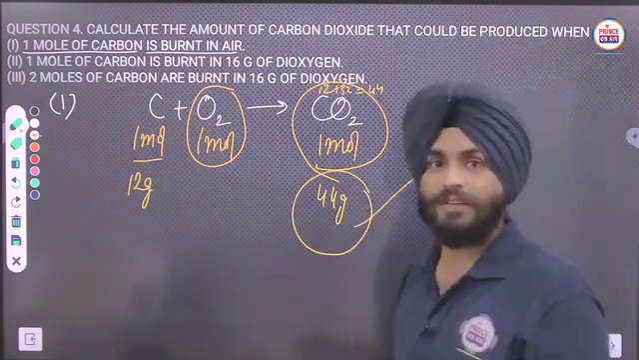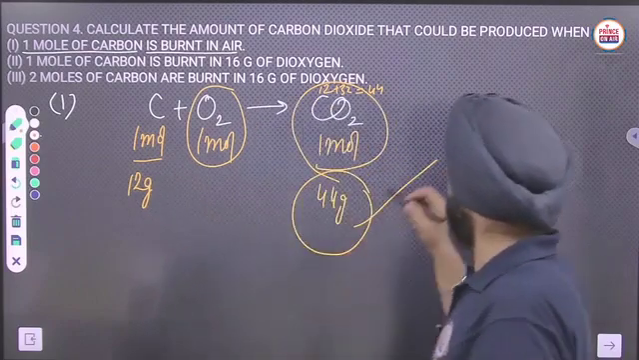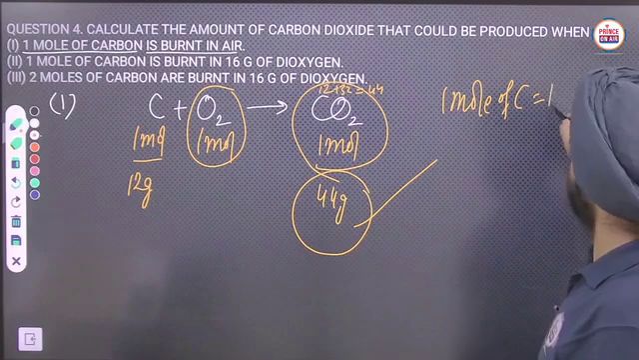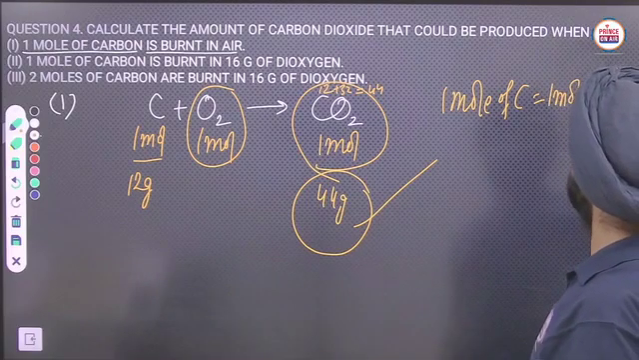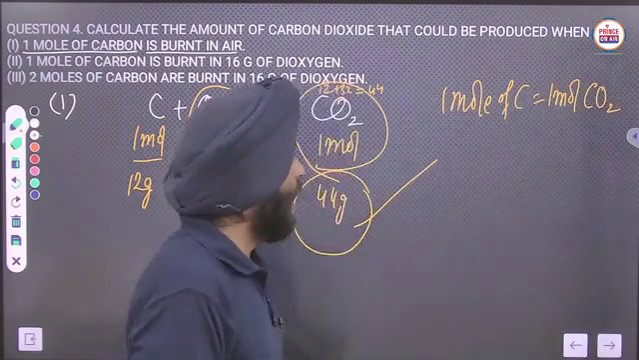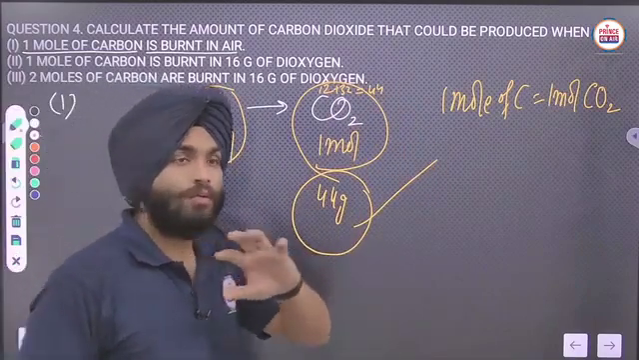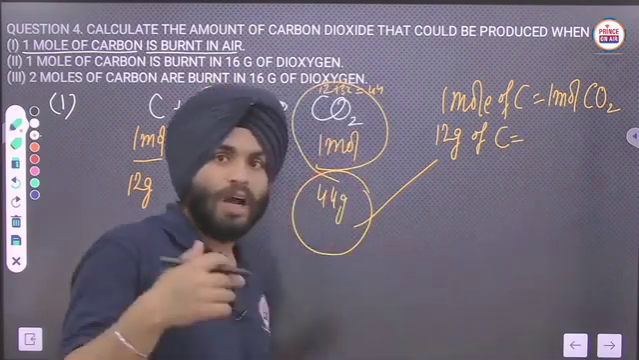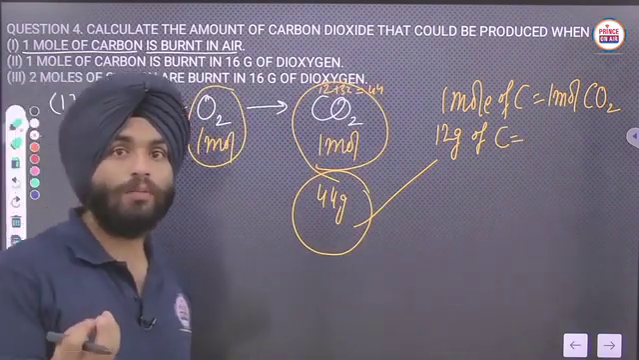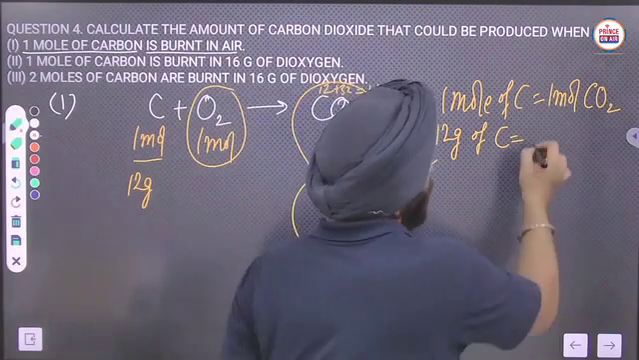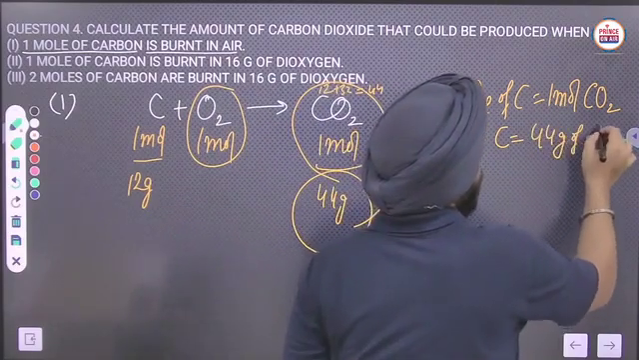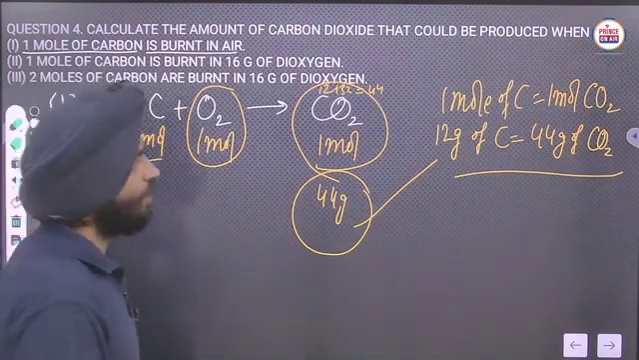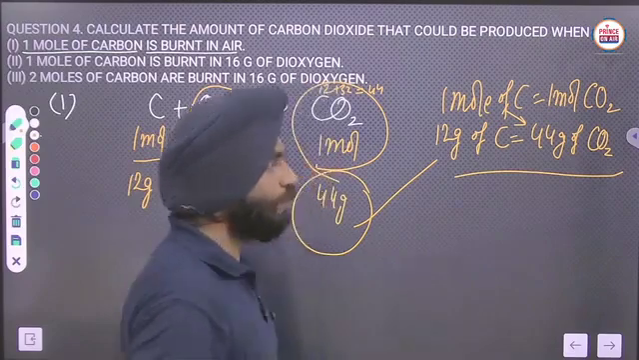That is a direct answer here, because 1 mole of carbon will give you 1 mole of carbon dioxide. Yes or no? And in 1 mole of carbon there is 12 gram of carbon. So 12 gram of carbon will give you the gram molar mass of carbon dioxide, that is 44 gram. So that is the actual answer here. In short, 1 mole of carbon is giving you 44 gram of carbon dioxide.